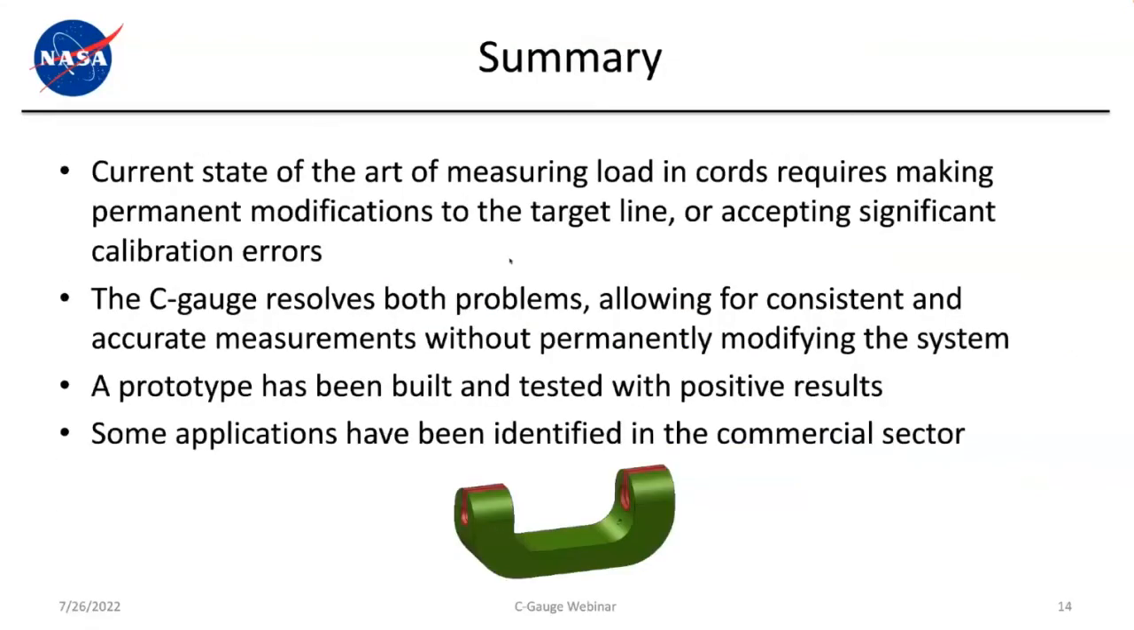So in summary, the current state of the art of measuring loads in cords currently requires permanent mods to the target line or accepting significant calibration errors. But this C gauge resolves both of these problems, allowing for consistent and accurate measurements without permanently modifying the system. So we built and tested this prototype. We had great results matching the inline load cell, and I just touched on some potential applications in the commercial sector.